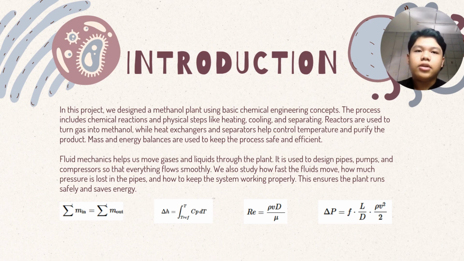As we can see below, this is the summary of the formulas that we will use for the calculations in this project. The first one is the sum of the molar flow rate in equals the sum of the molar flow rate out. Then the next one is the enthalpy change. And then the next one is the Reynolds number, used to determine whether the flow regime is turbulent or laminar. And the last one is the pressure drop.